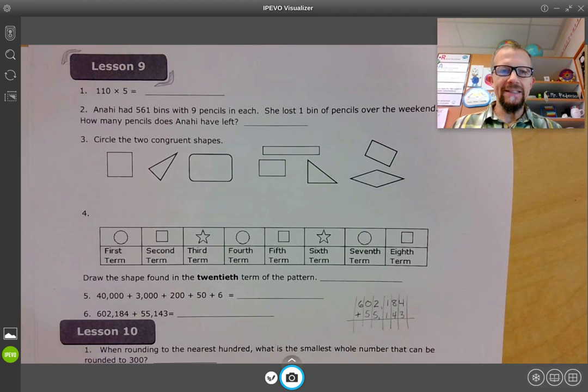Hey, here is lesson 9 of your daily entry, your math daily entry activity, that packet thing that you do every day. So lesson 9, number 1, 110 times 5.